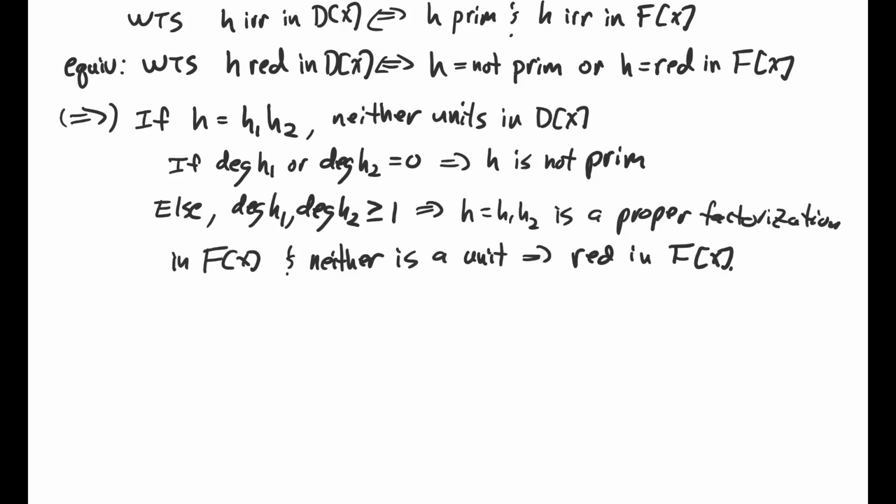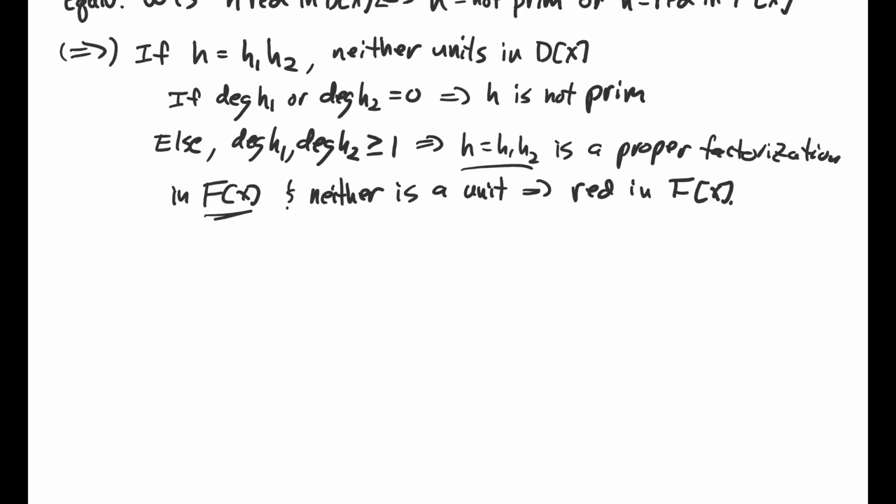If the degrees of h1 and h2 are both at least 1, then this factorization is a proper factorization, meaning neither of these can be a unit in f of x, because we know what the units are in here. They're just all the non-zero constants. And so I have a factorization in f of x, neither of which is a unit, so it's reducible in f of x. All right, so that's to the right.